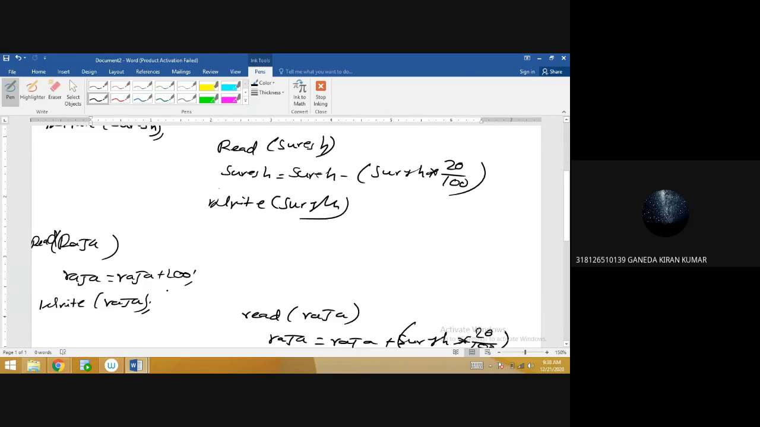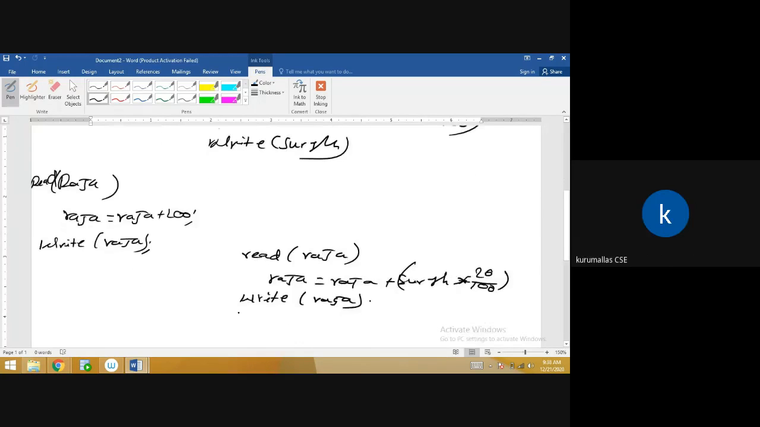1500 plus 200 is 1700. And then 20% of Suresh account, 160 rupees, is added. That gives 1860. The final amount: Suresh account is how much? The Suresh account is 640 and Raja account is 1860.